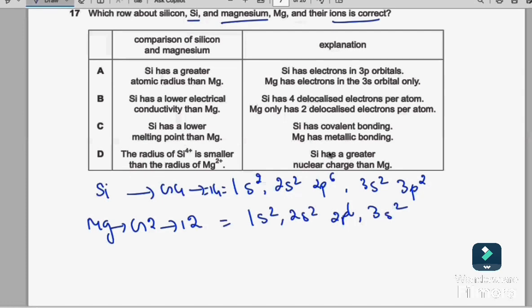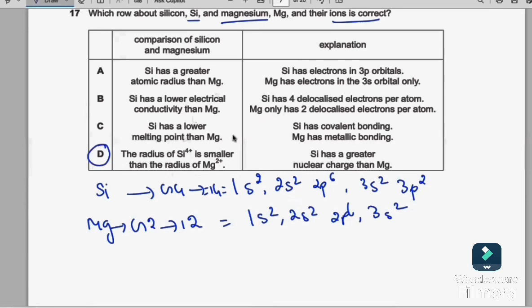And then across the period, the size decreases, isn't it? Therefore, we cannot say that silicon has a greater atomic radius than magnesium. No. Silicon has a lower electrical conductivity than magnesium. No. The radius of silicon is smaller than the radius of magnesium. Silicon has a greater nuclear charge than magnesium. Yes, you can go with option D.